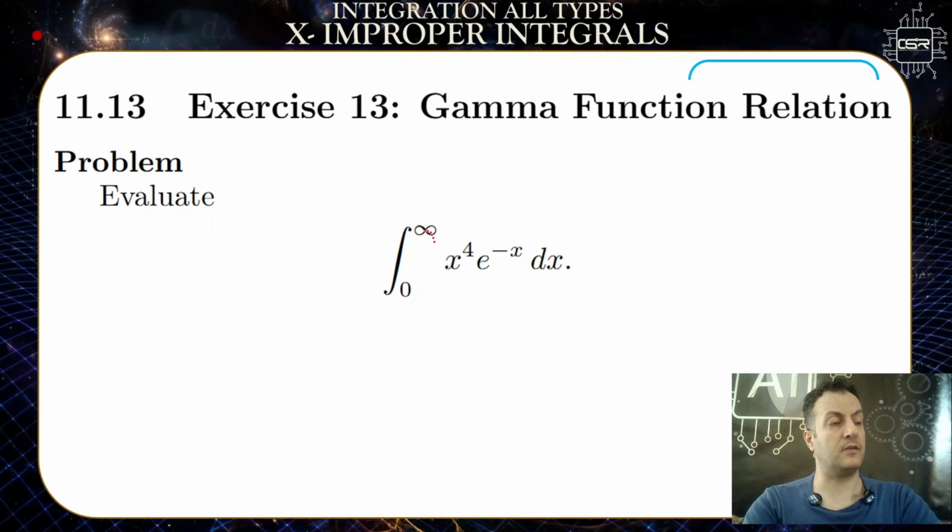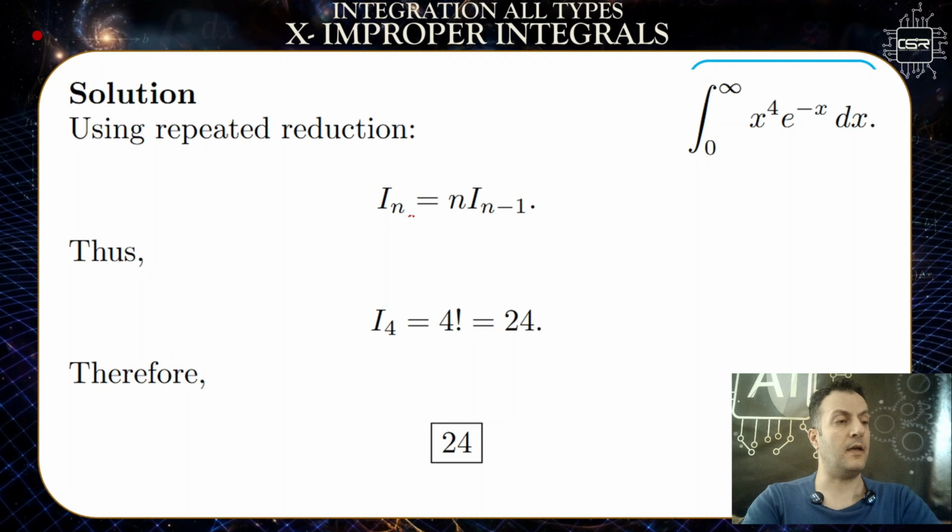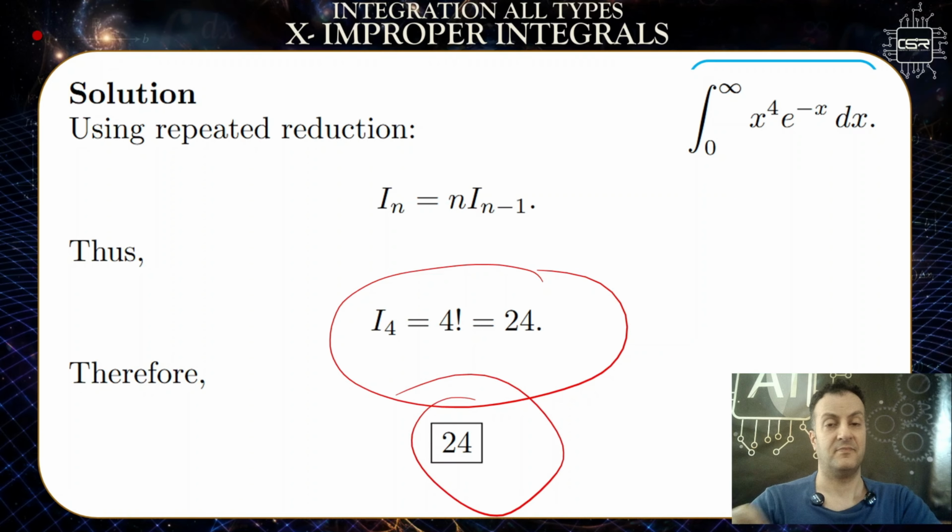Let's evaluate the integral from 0 to infinity of x^4 e^(-x) dx. Using that same rule we figured out before, I_n is equal to n times I_(n-1), so I4 equals 4 factorial, equal to 24. Okay, as simple as that.